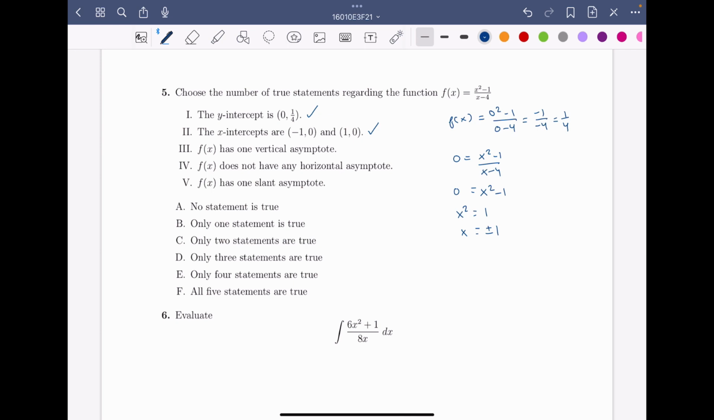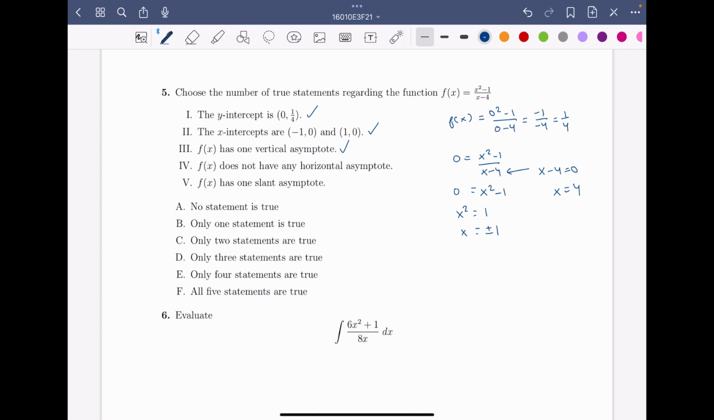When we're looking for vertical asymptotes, we're looking for wherever the bottom, or the denominator, equals 0. So we can say x minus 4 equals 0, and then x equals 4. So we have one vertical asymptote, so this is true. Number 4, f of x does not have any horizontal asymptotes.